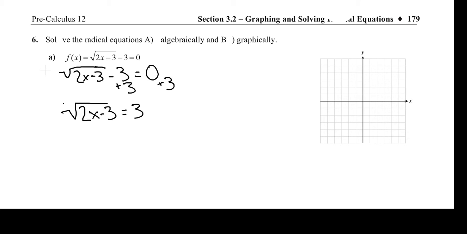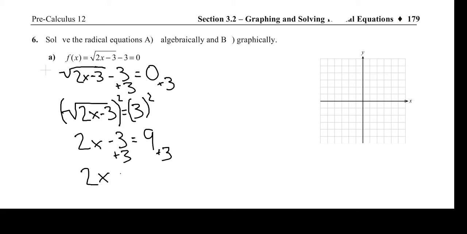Then we will want to square both sides to get rid of our root. So now we have 2x minus 3 is equal to 3 squared, which you guys know is 9. Then you take the 3 and add it on both sides, so now you're left with 2x is equal to 12. Pretty basic from here. Divide both sides by 2, and we are left with x is equal to 6.